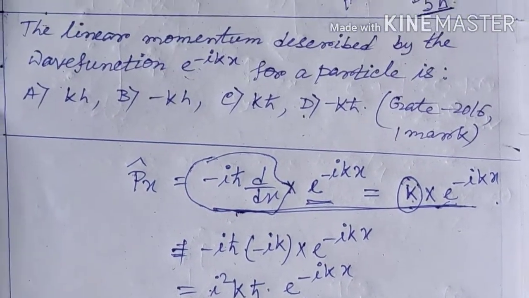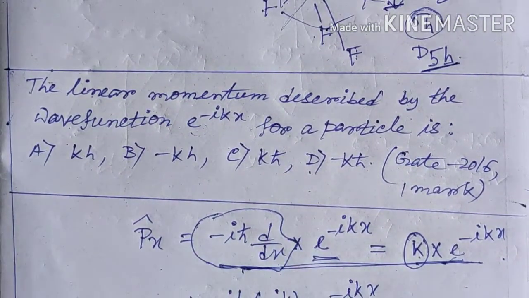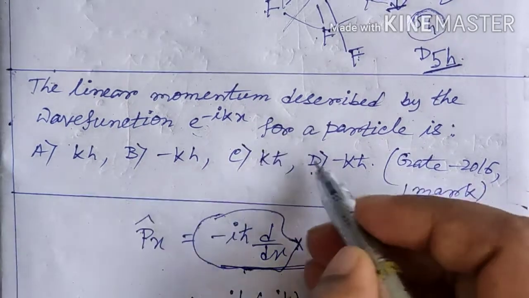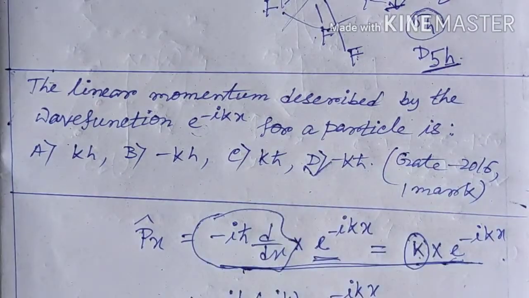That is the value of linear momentum operator. It is a very simple question, just there is some trick given in the question. You have to identify the trick. So option number D is the correct answer.